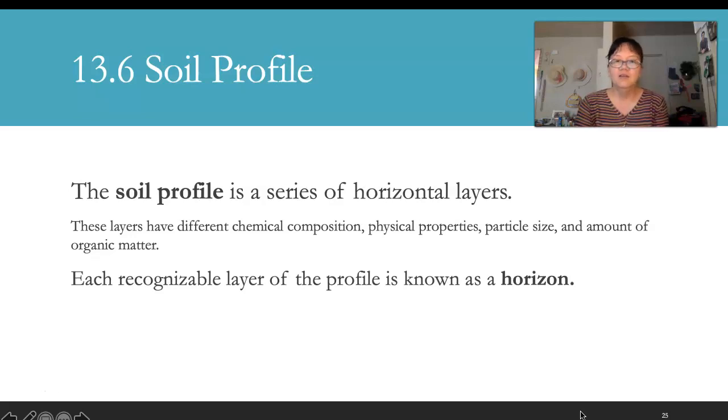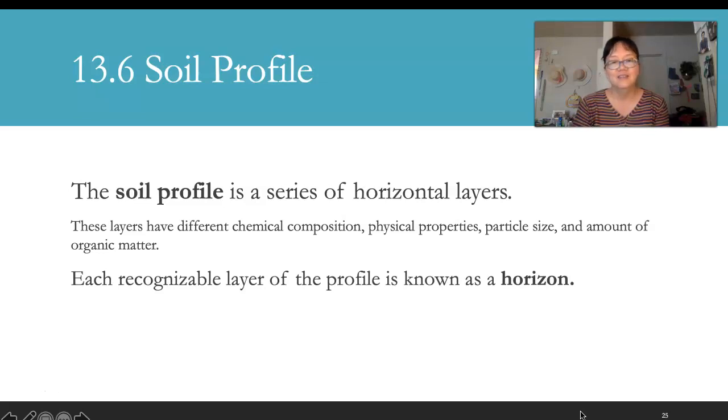Now let's talk about the soil profile. This is probably the last hard concept in this chapter I'm going to lecture about. The soil profile is a series of horizontal layers. So profile equals layers.